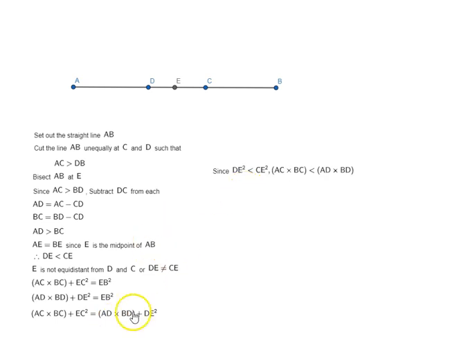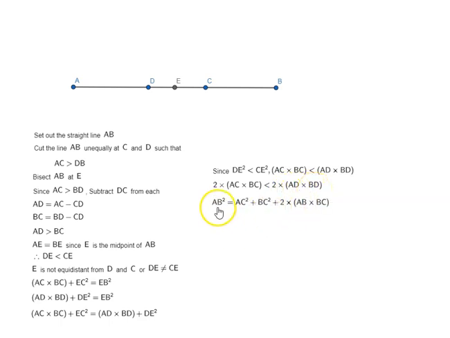Since DE is less than CE, DE square is going to be less than CE square. Now look at this equality. If DE square is less than CE square, to maintain the equality, AC by BC has to be less than AD by BD. 2 times AC by BC is also going to be less than 2 times AD by BD.